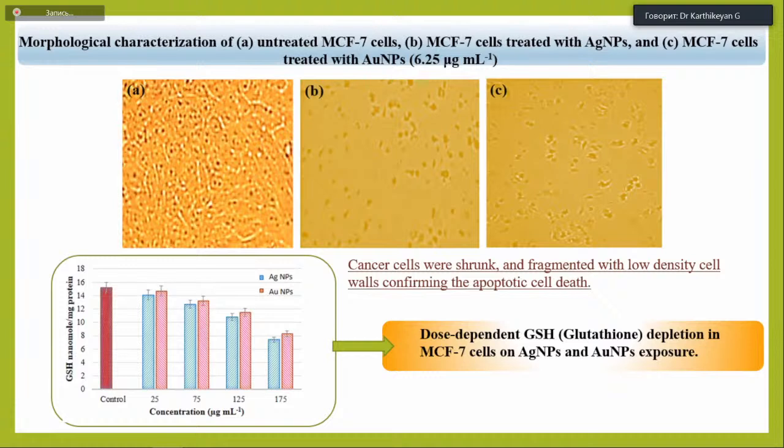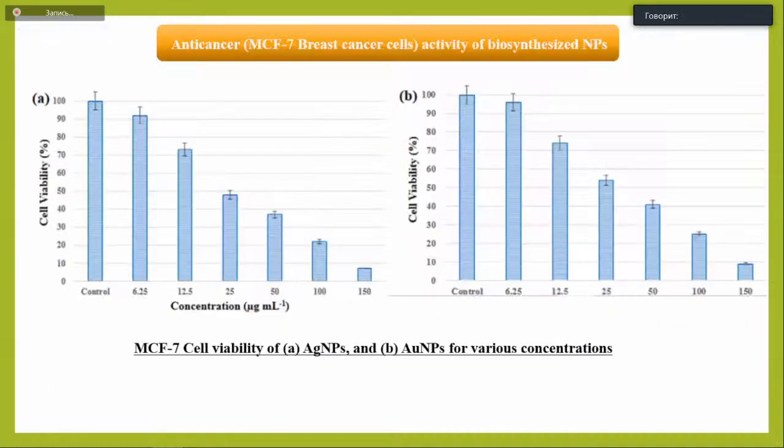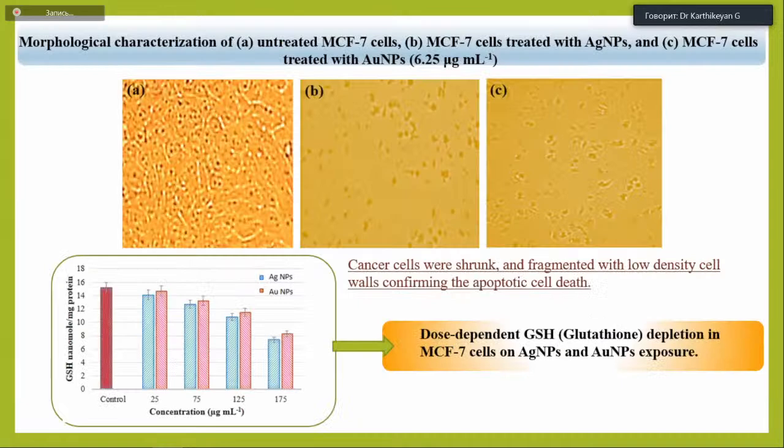In addition, dose-dependent glutathione (GSH) depletion is important for the anti-cancer activity of these fabricated nanoparticles, where the gold nanoparticles were superior to the silver nanoparticles, as was evident from these studies of GSH and the other cell viability studies.